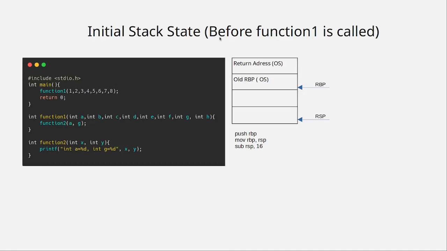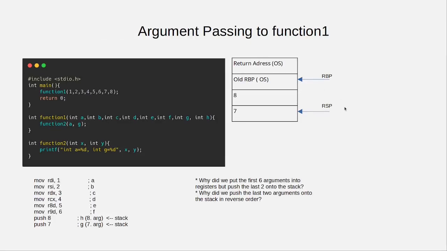Now we are in the state before function 1 is called. In the next step we will assign the arguments to call function 1. After that we will call function 1. By now we have already created a stack frame for the main function. This area between RBP and RSP represents our stack frame, and currently we have one such frame for main. It's 16 bytes in size. Now function 1 has 8 arguments and we need to assign these 8 arguments.